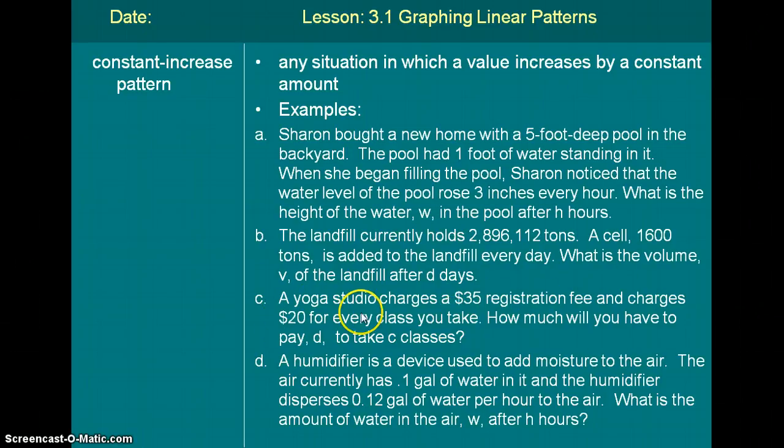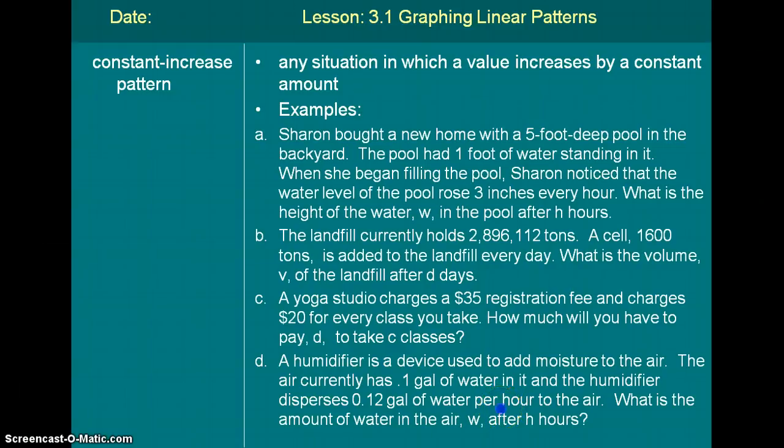Here's our constant increase, $20 every class. And in our humidifier, we can see that the humidifier is adding 0.12 of a gallon of water per hour to the air. Here's our constant increase. It's happening every hour.